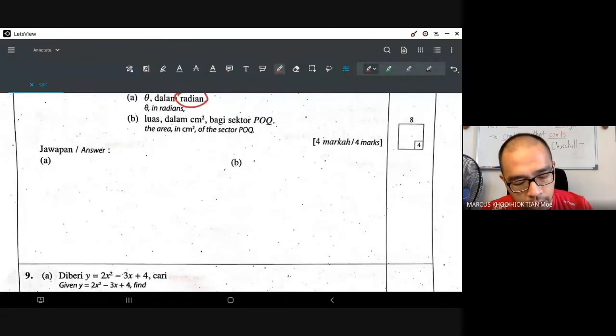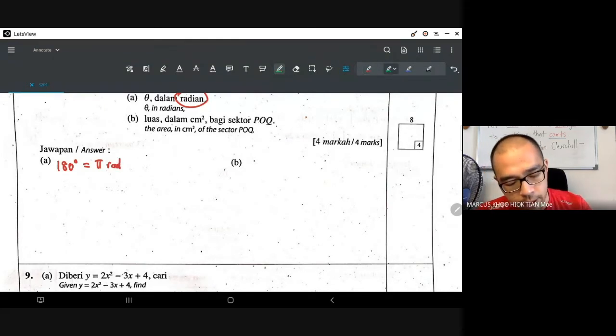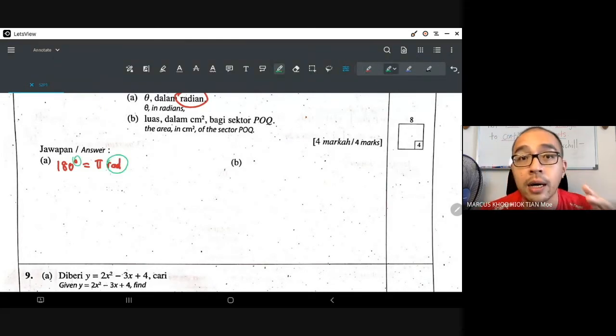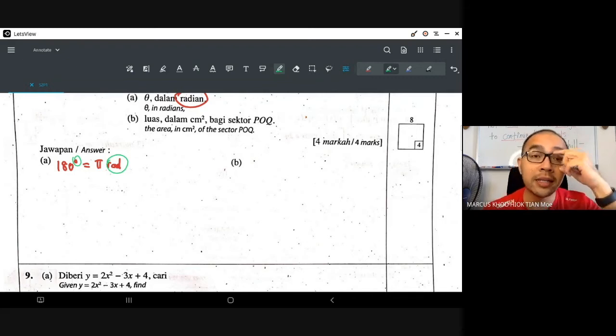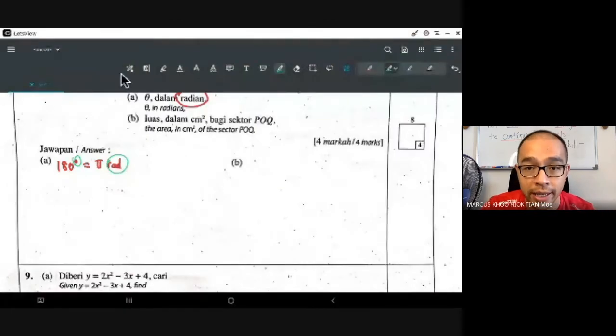First, we need to know that 180 degrees equals pi radian. Both radian and degrees are different units of the same thing. The angle is either given in degrees, which we are used to, or in radian, which is another unit for the size of the angle.